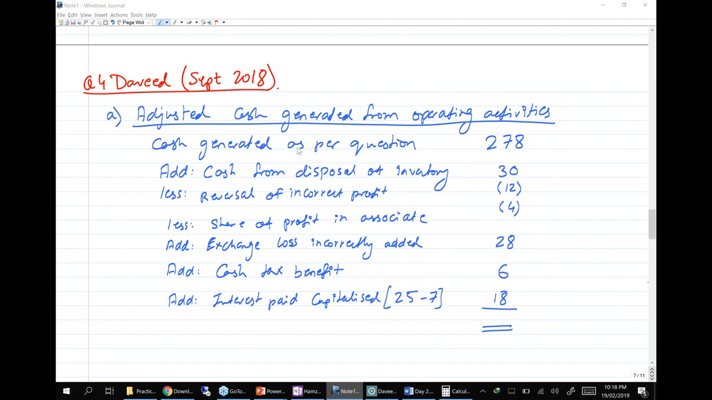The question had actually deducted 25. So in the reversal, we are going to add 18. The question had deducted 25, so we are going to add back 18.